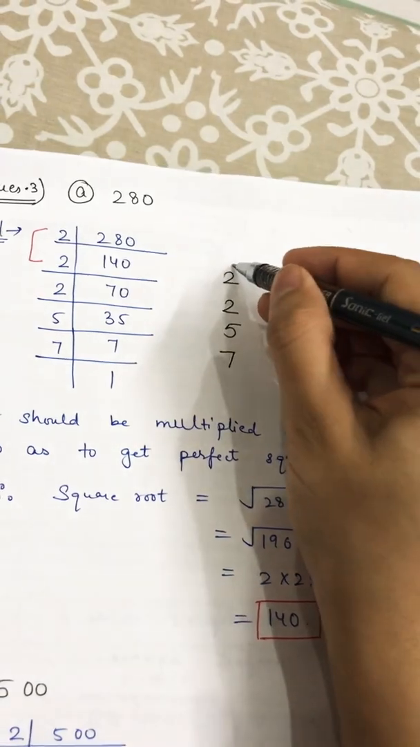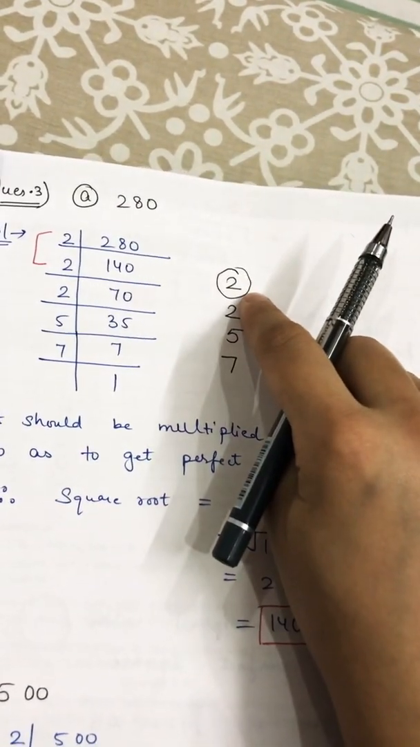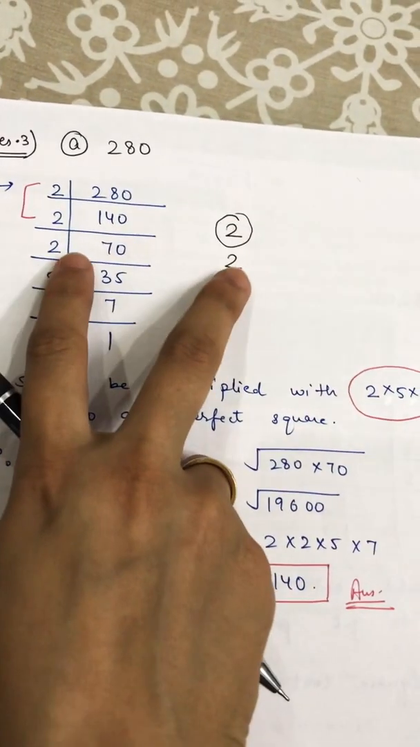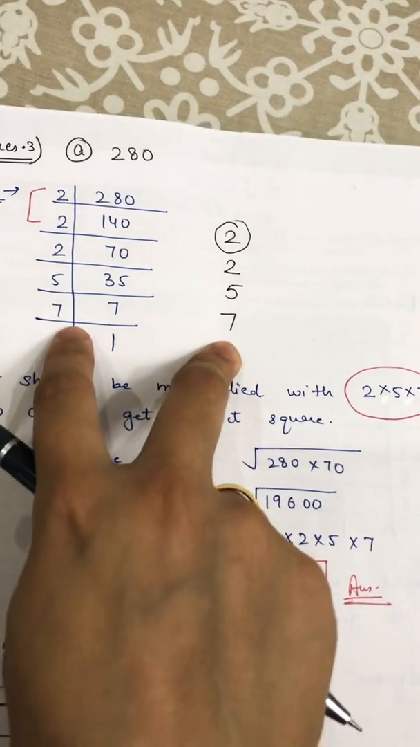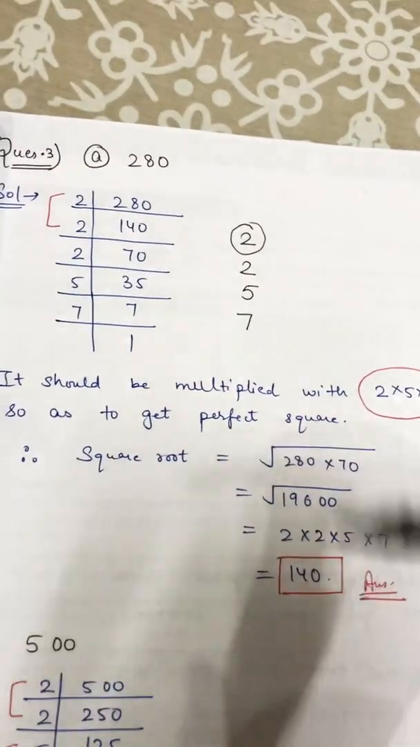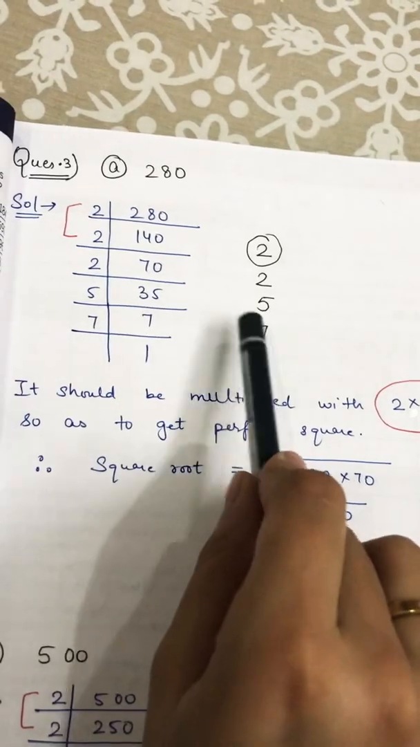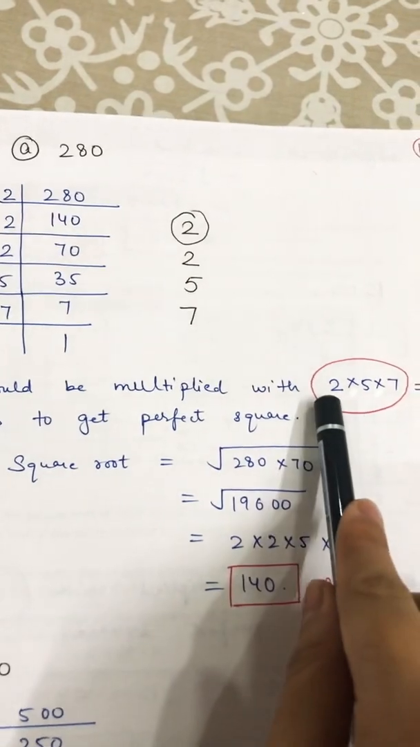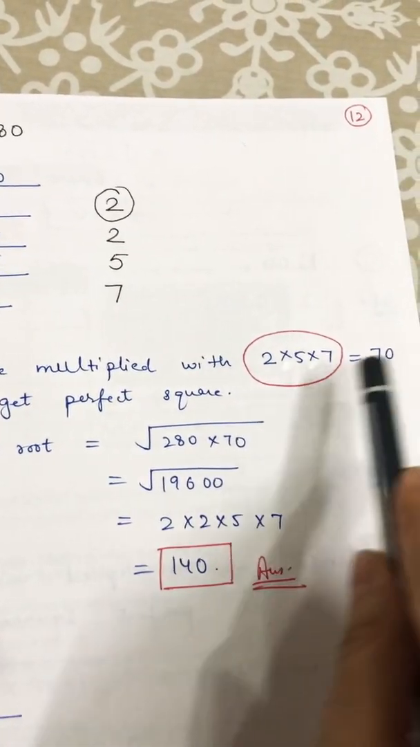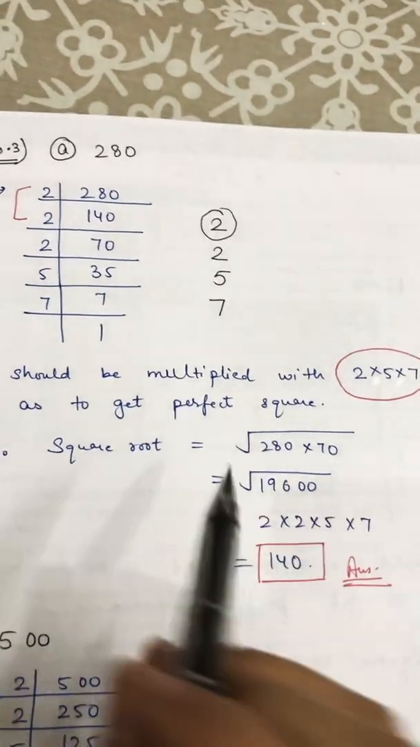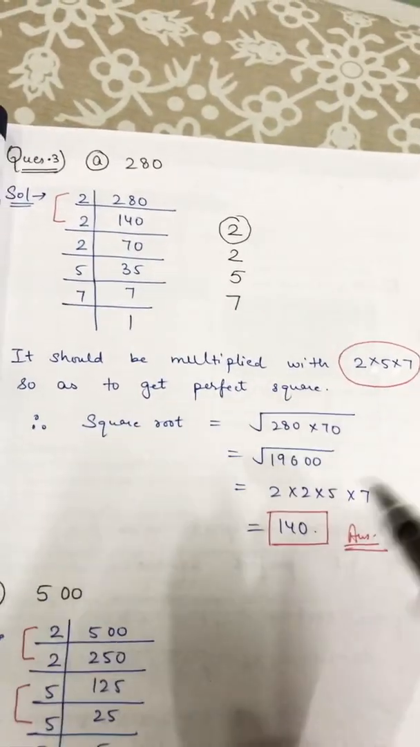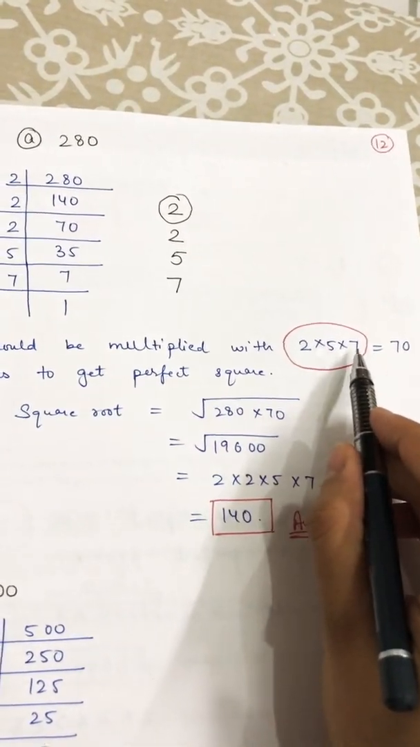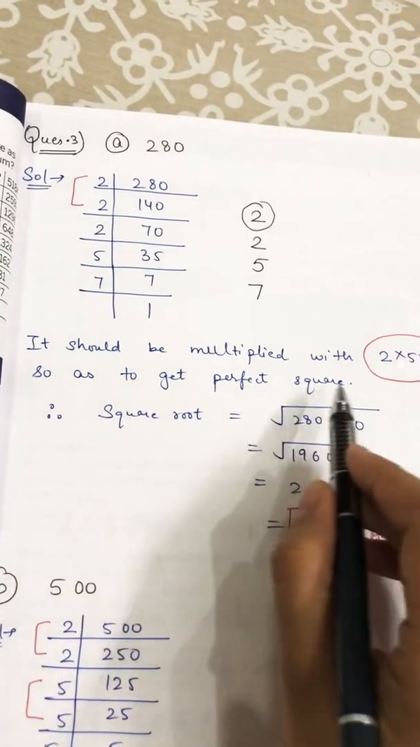We were having only this one pair. So we will multiply with 2, 5 and 7, so that we get 2 times 2, 2 times 5 and 2 times 7. That's why it should be multiplied with 2, 5, 7. It means it should be multiplied with 70. Now I'm writing the statement, you have to write this line: it should be multiplied with 2, 5, 7, that is 70, so as to get the perfect square.